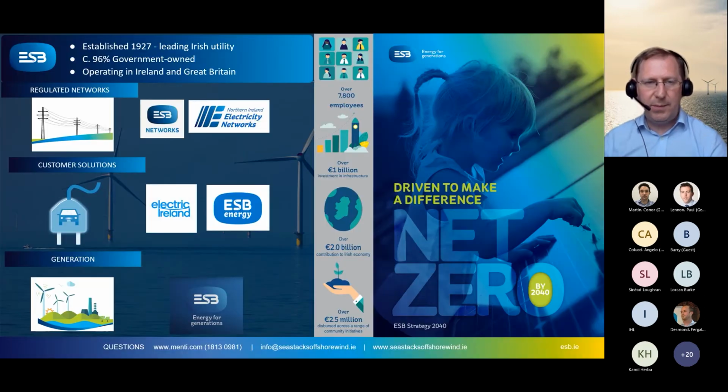So maybe just a little bit about ESB. ESB is the leading Irish utility business. It's 96% owned by the state, and it operates across both Ireland and the UK. The ESB group is composed of 3 separate companies. ESB Networks manages the construction and maintenance of the electricity transmission system in the Republic of Ireland. The equivalent system in Northern Ireland, NIE, is also owned by ESB.